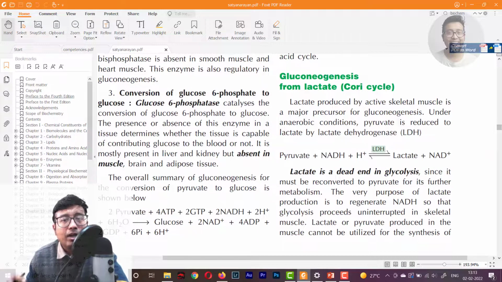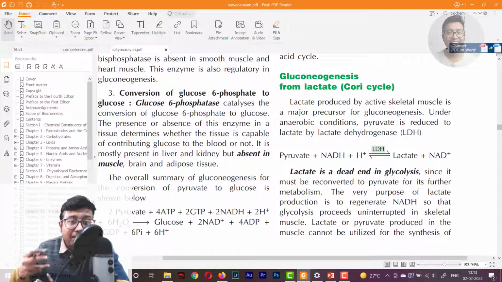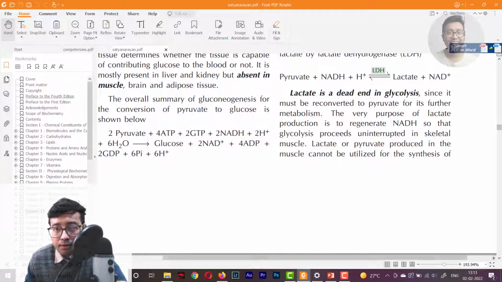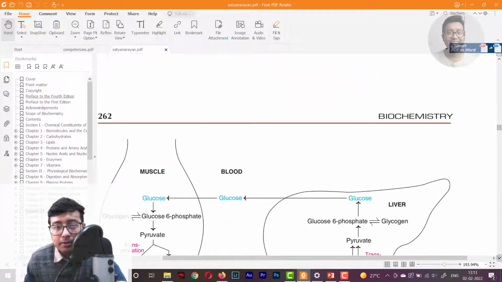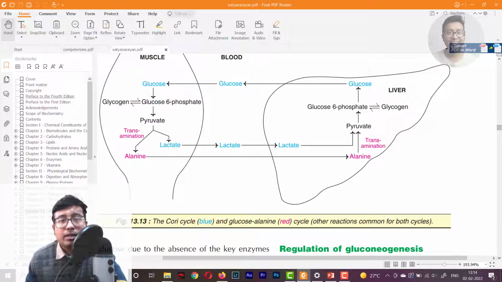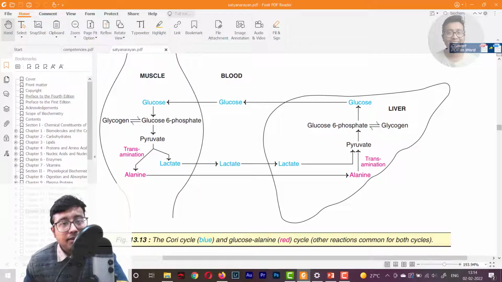Basically, it is how lactate produced in muscle is shunted to the liver, and it acts as a precursor for gluconeogenesis. Okay, this is the Cori cycle. So lactate that is produced in the muscle is transported to the liver, and over there it undergoes gluconeogenesis to form glucose, and then glucose again comes to the muscle, and the cycle goes on, because in muscles glucose is converted to lactate by anaerobic glycolysis. So this is a cyclical pathway.